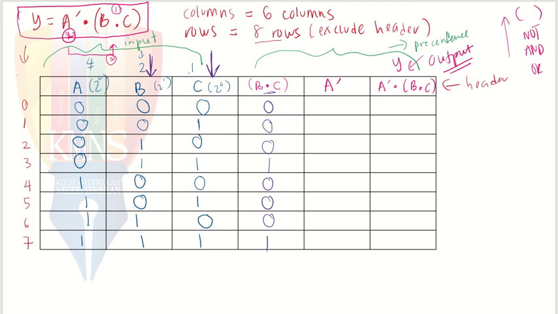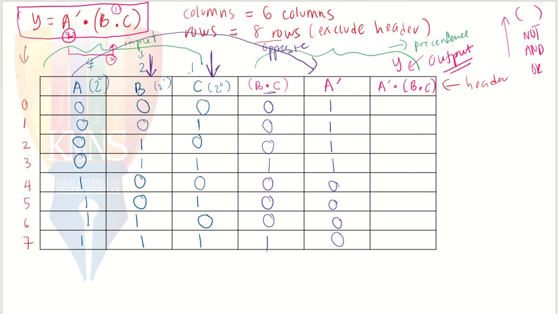Now we take a look at the next column, a prime. You know that a prime will be the opposite value of the a column. So you just refer to the a column, but opposite. The a column is 0, 0, 0, 0, 1, 1, 1, 1, so the opposite of that, you will have 1, 1, 1, 1, 0, 0, 0, 0, because they are opposite.